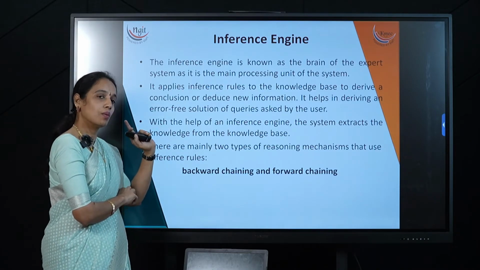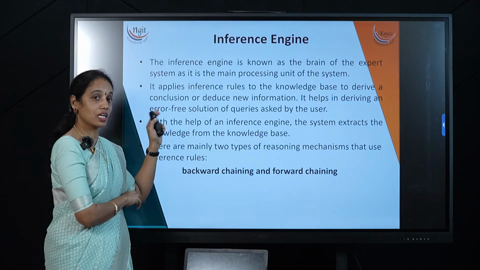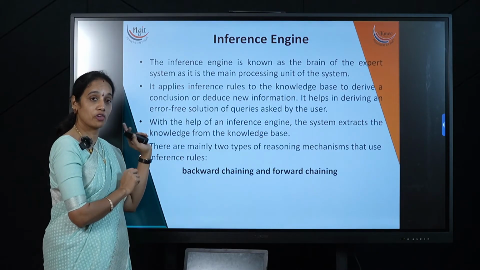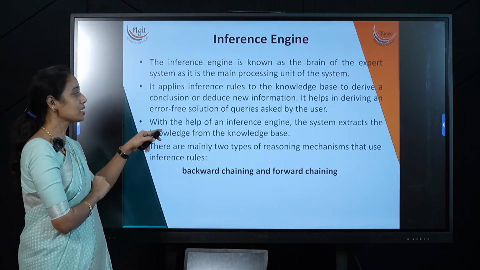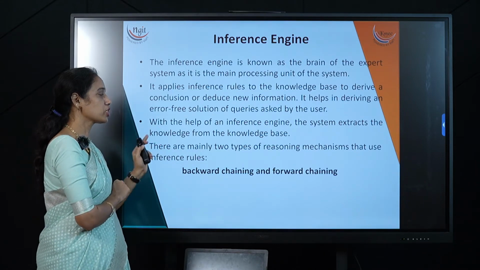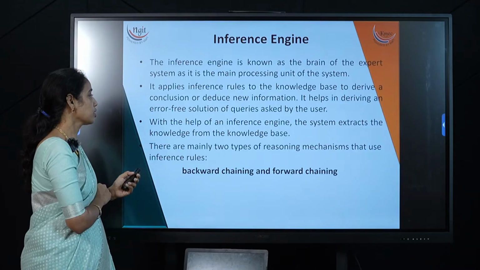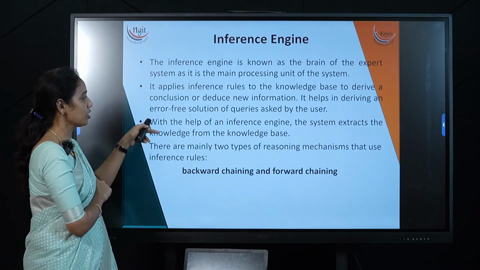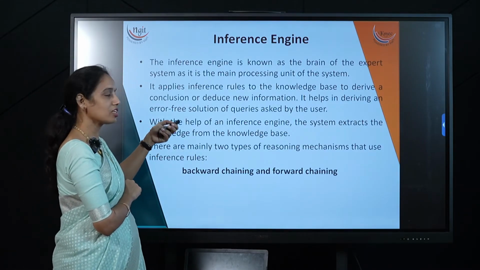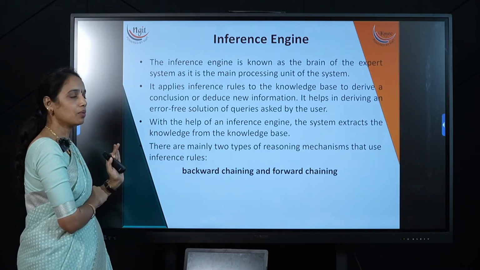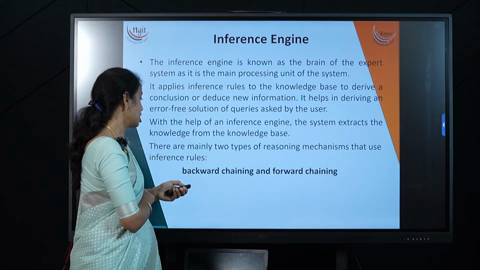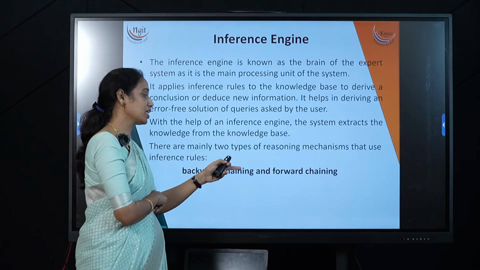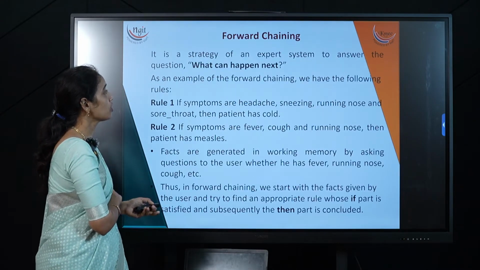Just remember the predicate logic or first order logic, where we write the inference rules. The same we are going to use in this knowledge base, and it helps in deriving an error-free solution of queries asked by the user. So with the help of this inference engine, the system extracts the knowledge from the knowledge base, and there are mainly two types of reasoning mechanisms that use this inference rule. One is called backward chaining and the other one is called forward chaining.